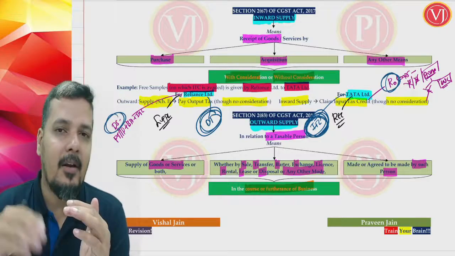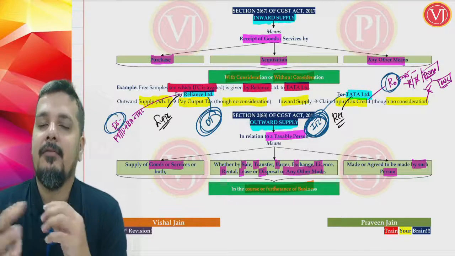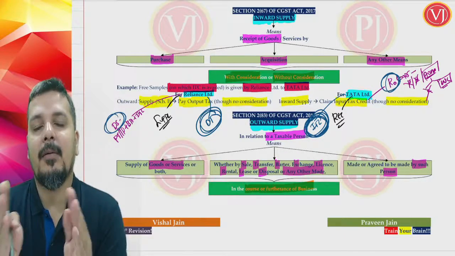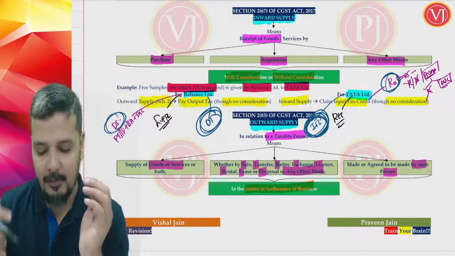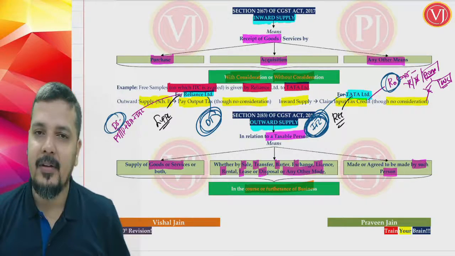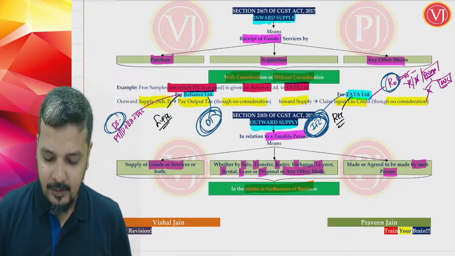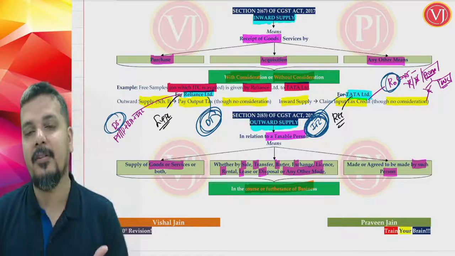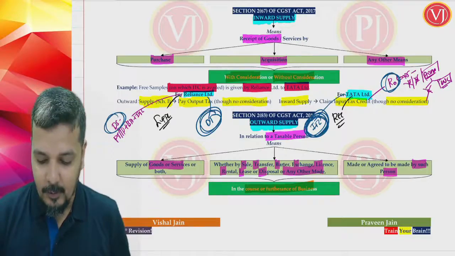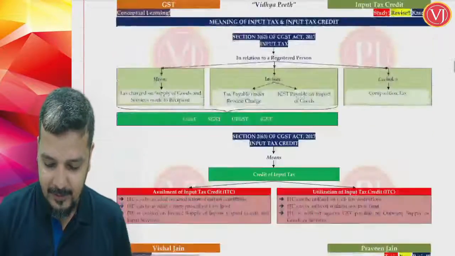It is either made or agreed to be made. And obviously when you're talking about normal supply, actual supply, it should be in course of furtherance of business. So the understanding of that is taken from the normal understanding of the term supply. So this is all about your inward supply, section 2, clause 67, and outward supply, section 2, clause 83.